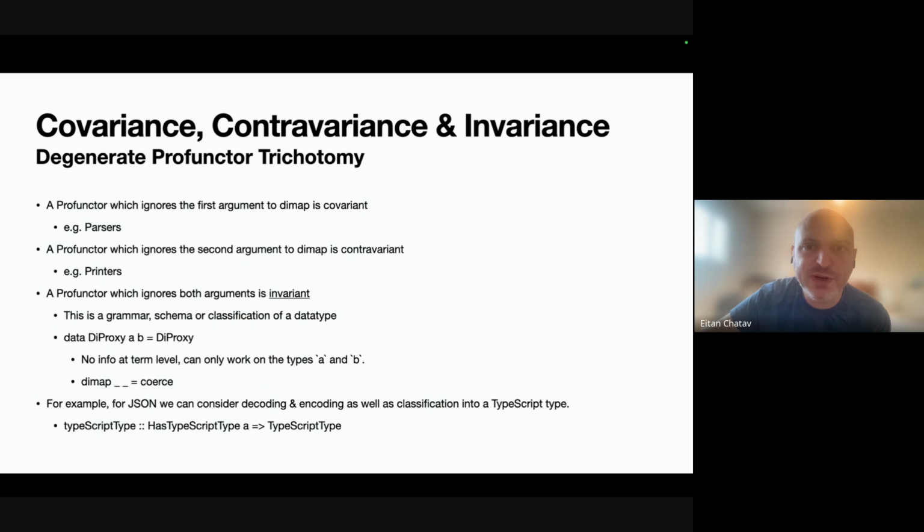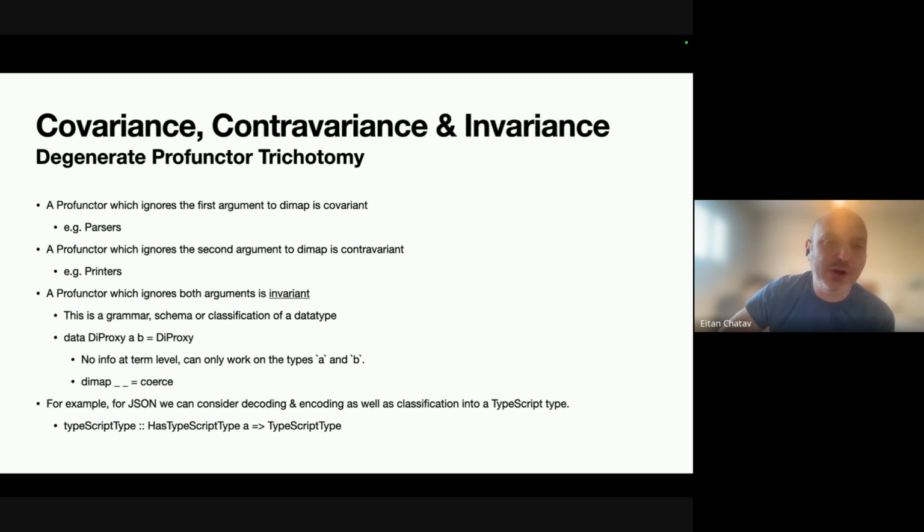So we talked about covariance and contravariance, but there's another additional concept of invariance. And I call this the degenerate profunctor trichotomy. A profunctor which ignores the first argument to dimap, we already discussed, is covariance. That example would be parsers. A profunctor which ignores the second argument to dimap is contravariant, the example being printers. Then a profunctor which ignores both arguments is invariant.